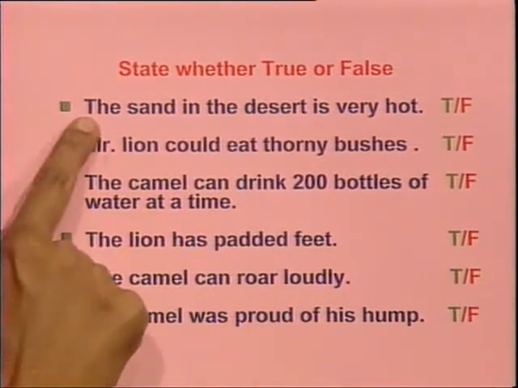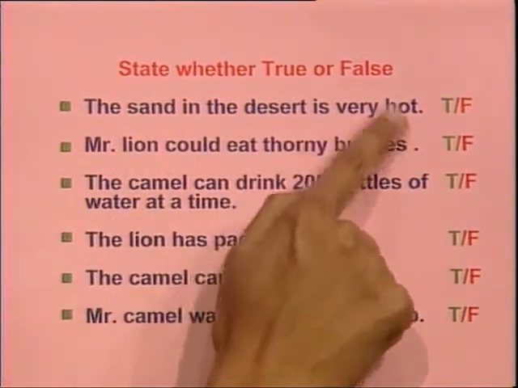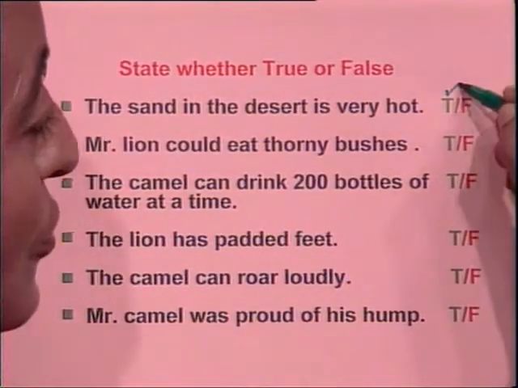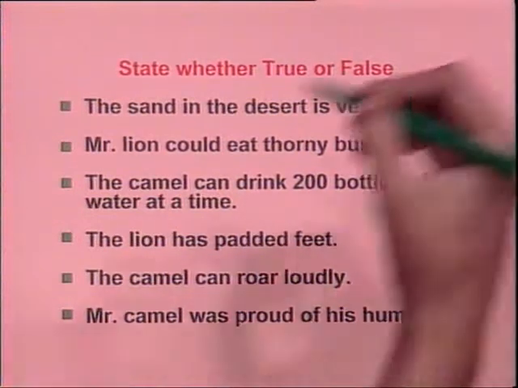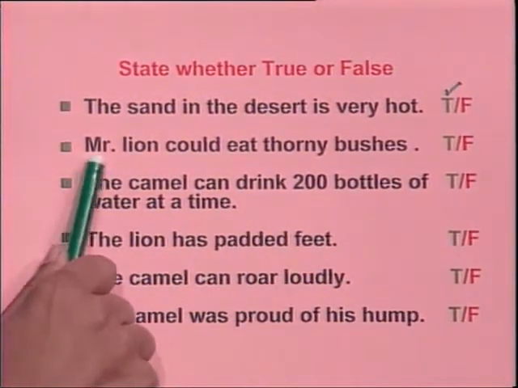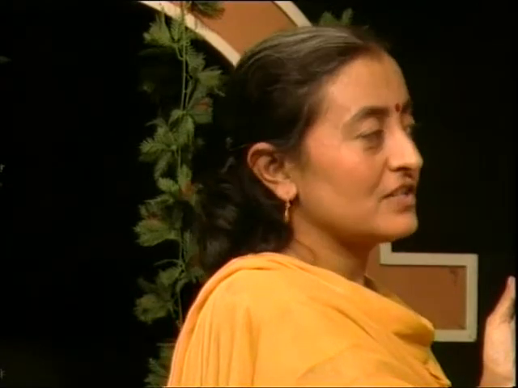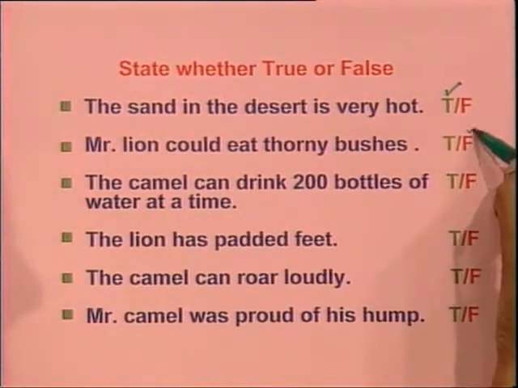The sand in the desert is very hot. Is it hot or is it cold? We have learnt in the lesson that it is very hot. Desert ki sand bahut garam hai. So this sentence is true. So we are going to mark a tick on the true. Next sentence. Mr. Lion could eat thorny bushes. Could he? No. He used to eat the meat of the goat. So this sentence is false. So we will make a tick mark on F.